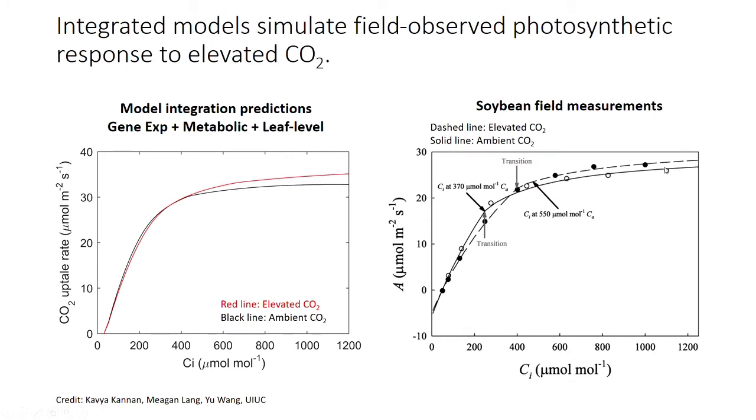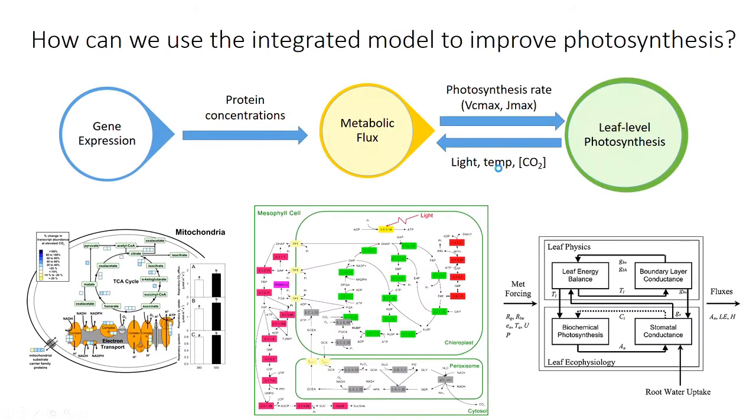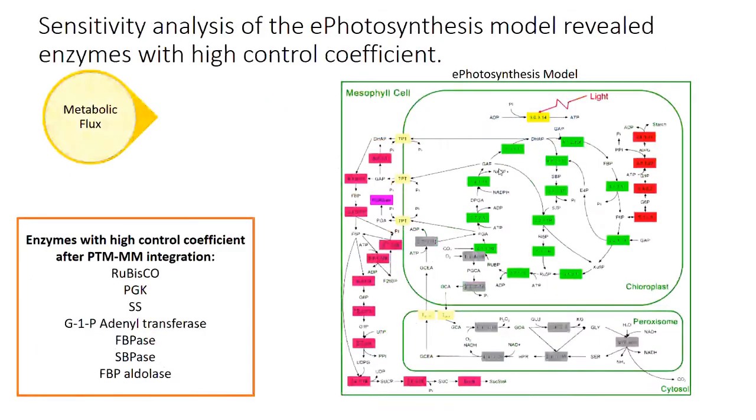And again, this is what was observed in the field from the SoyFACE experiment for some genotypes of soybean grown under ambient, which is the solid line, and elevated CO2, which is the dashed line. So we now have this robust integrated model that we can now use for scenario testing.